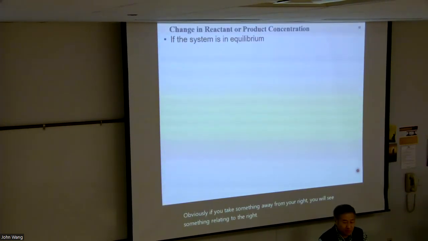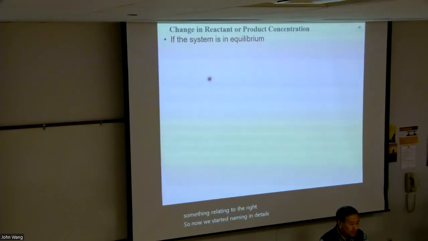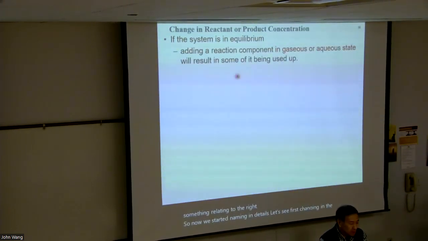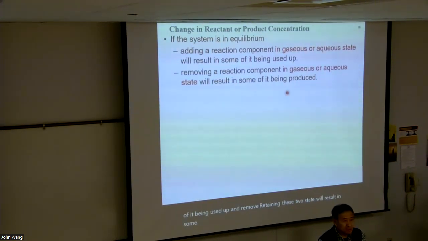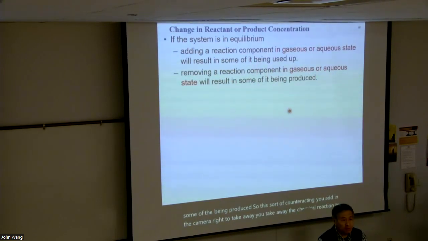So now we start learning the details. That's the first change in the components, right? So adding reactant components in this state will result in some shift. And removing reactant in this state will result in some shift. We use the way of adding the terminal reactant to drive the heat away. In the heat away, the terminal reactant drives it, but only having something in this system. So we will use radical or program in liquid or solid state. You don't see all of them in this. Adding them doesn't matter at all because they're already there.